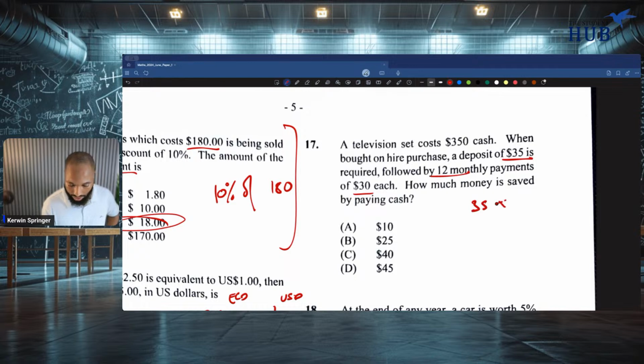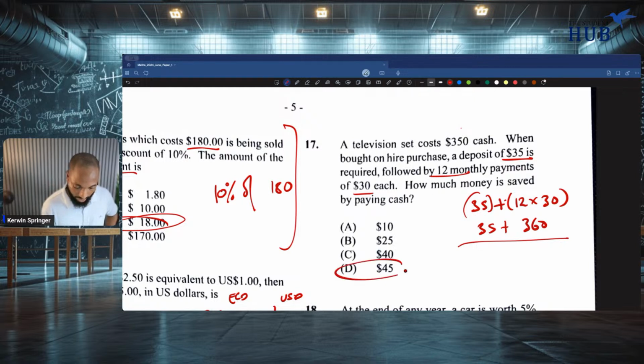$35 plus, that's the deposit or the down payment, 12 times 30. So 12 3s are 36, so there's 360 plus 35. So this is 10 more than this, plus 35, 45 more. This comes up to $395 on the hire purchase. But if you paid cash, you just pay $350, so you save $45.